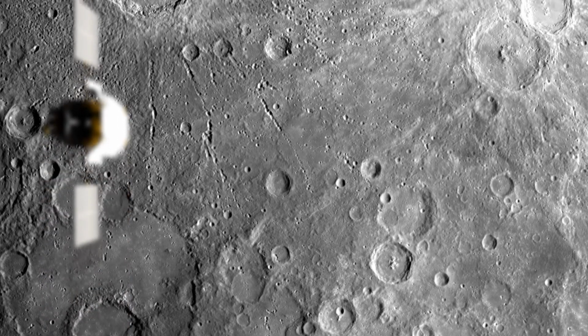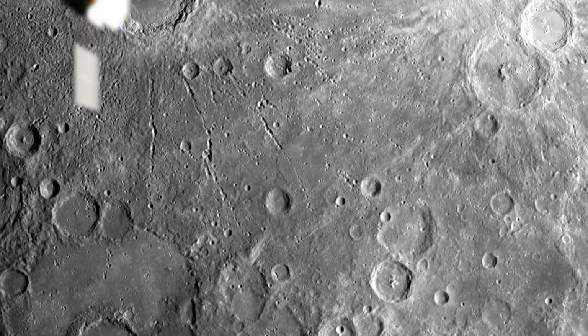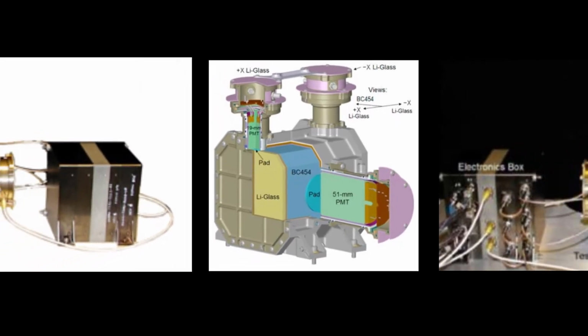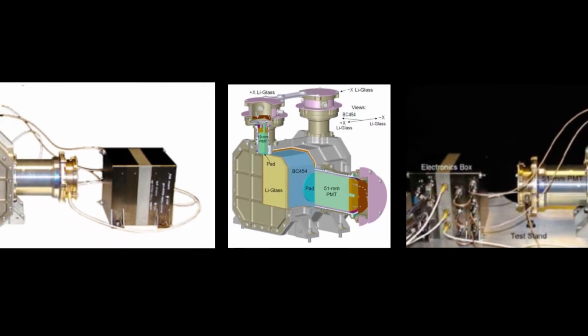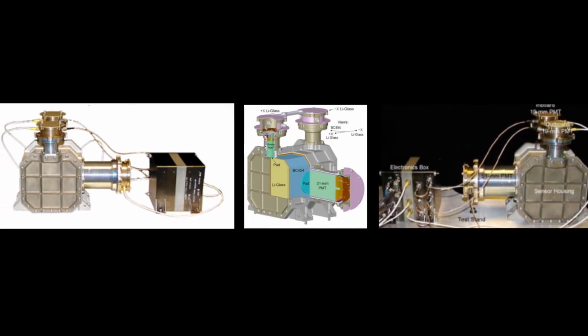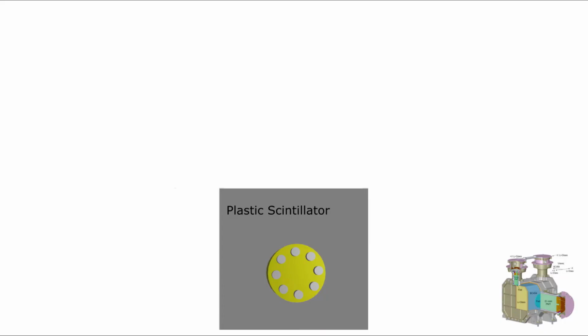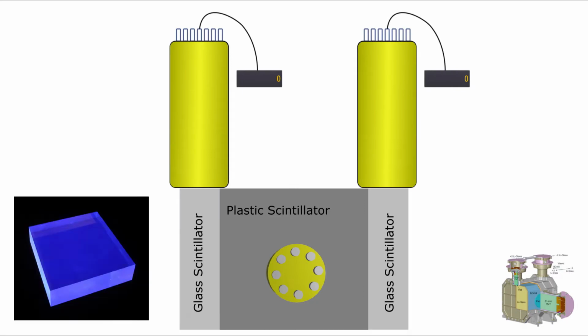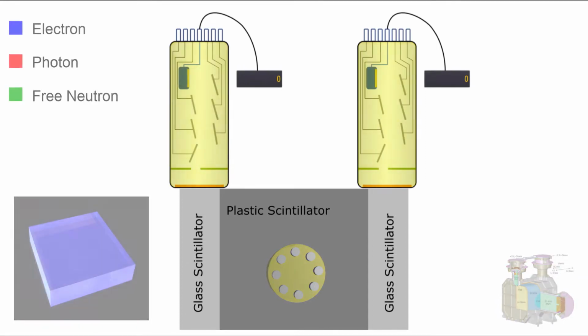So, let's talk about how these devices actually work. As an example, we'll use the Neutron Spectrometer from the Messenger spacecraft during its exploration of Mercury. This device has 3 detectors. Each detector is made of a scintillator and a photomultiplier tube. The scintillator is a special piece of glass or plastic that uses energy from ionizing radiation to create photons, basically flashes of light. The ionizing radiation in our case is free neutrons.